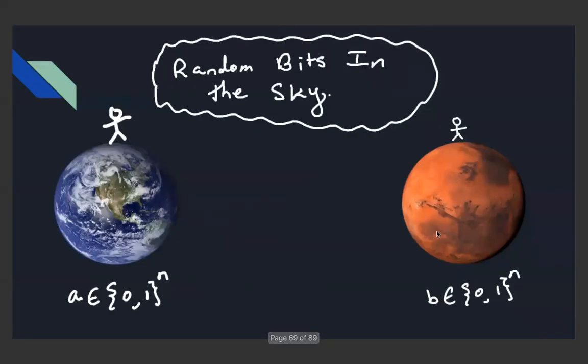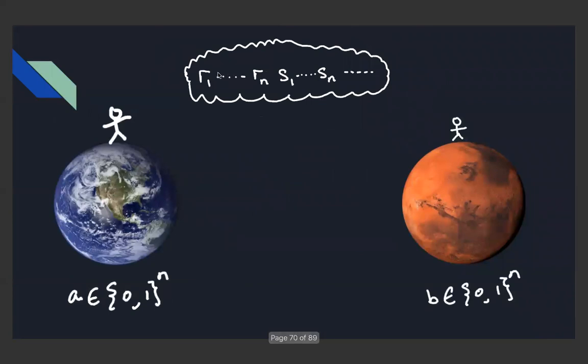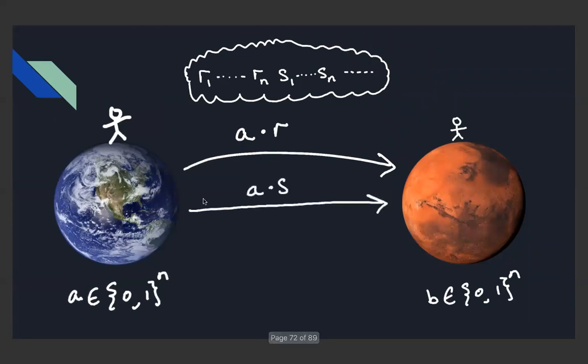Okay, so here's the idea. There's random bits written in the sky, and we're going to imagine those random bits. We're going to look at the first n random bits, and then the second n random bits, and then we don't need any more randomness, but it's there. And Alice is going to send the dot product of her string and R, where of course this dot product is taken mod 2. So R is the sequence of the first n bits. And then she's going to send the dot product of her string and S. And then Bob is going to say, do your dot products agree with my dot products? And he's going to send back yes or no. So this is 3 bits of communication.